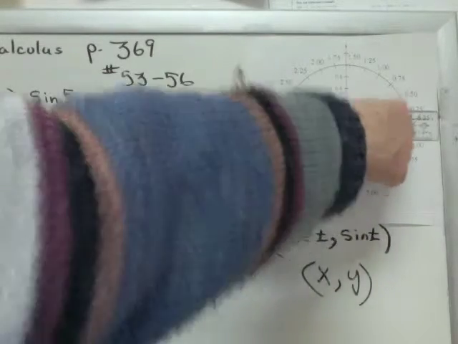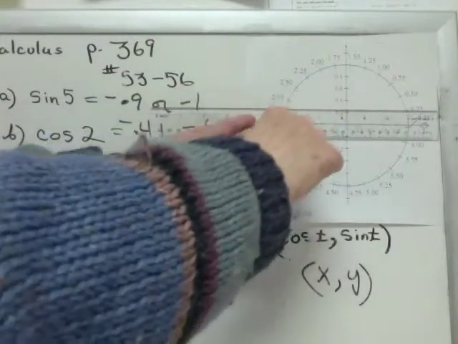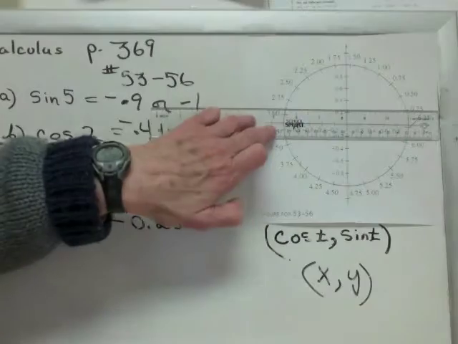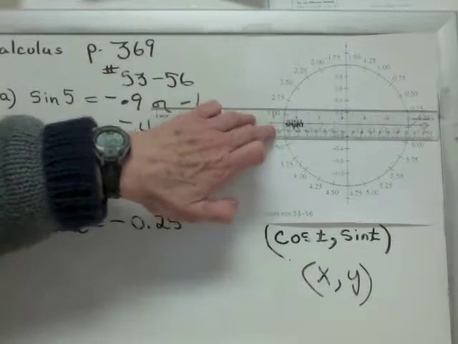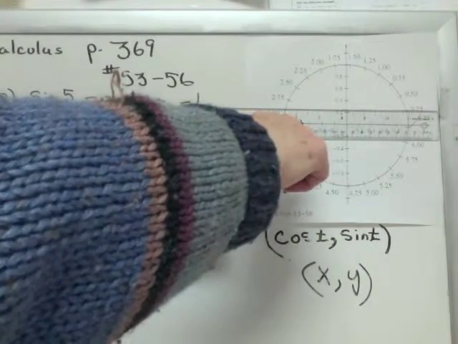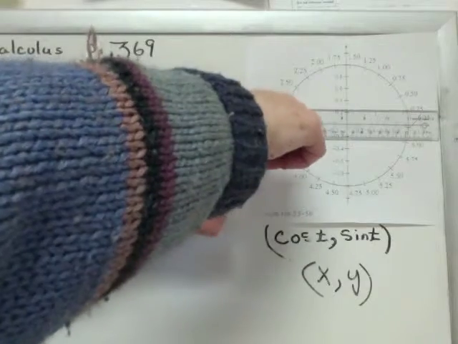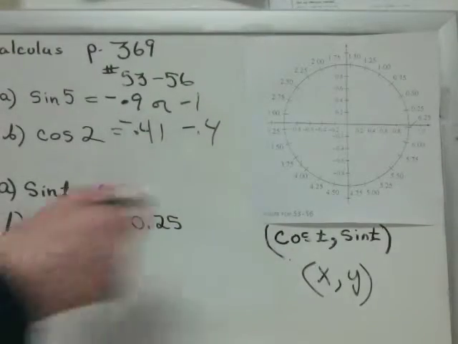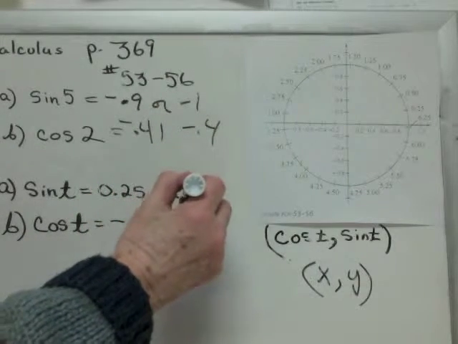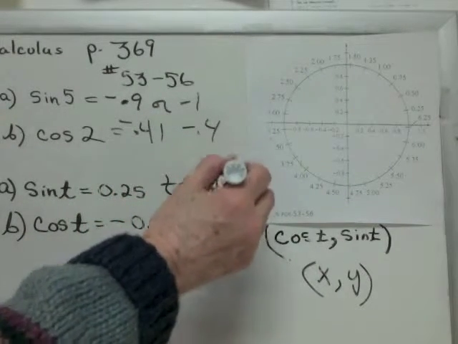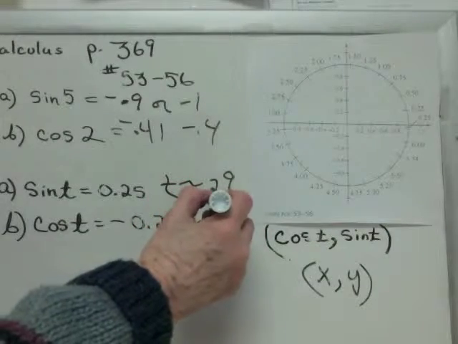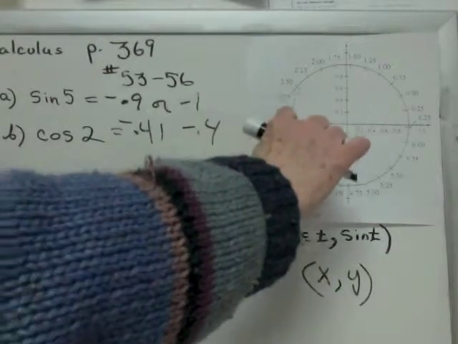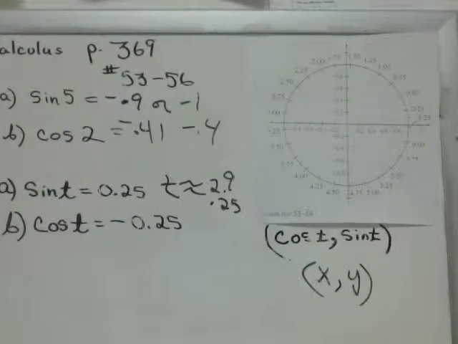Well, on this side it's up 0.25, and on this side, if it's up 0.25, where do you think I am? It's a little bit less than 3, so maybe 2.9, 2.89, 2.9. So t is approximately 2.9, and it's approximately also 0.25. So there were 2 answers that were 0.25 up from the x-axis.